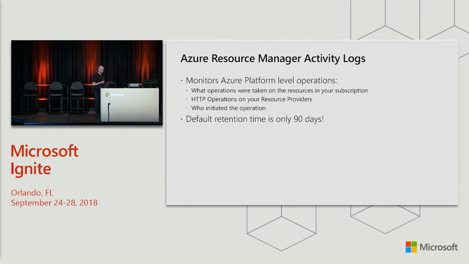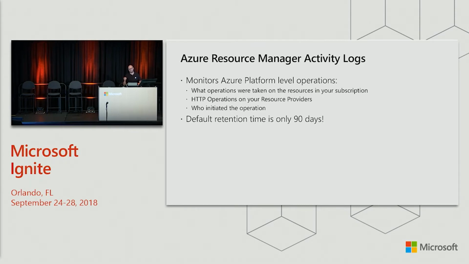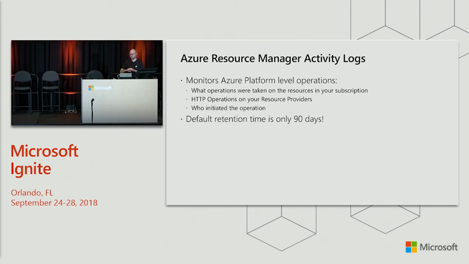Everything that we do in the Portal, in PowerShell, in ARM templates, in the end gets rewritten as an ARM HTTP call, essentially. It's an API call under a resource provider under Azure Resource Manager. And with that, we get the information: who did it, how did they authenticate, IP addresses, all of that. So that's the lowest level activity log that we can get.